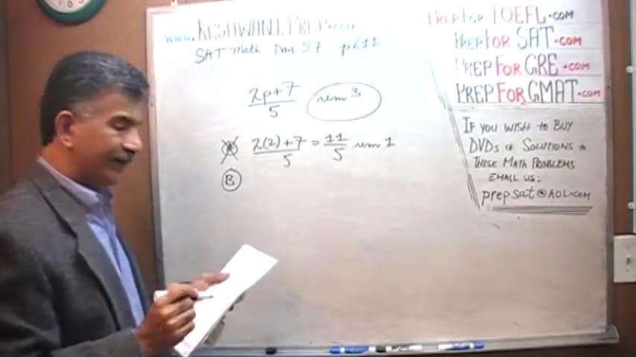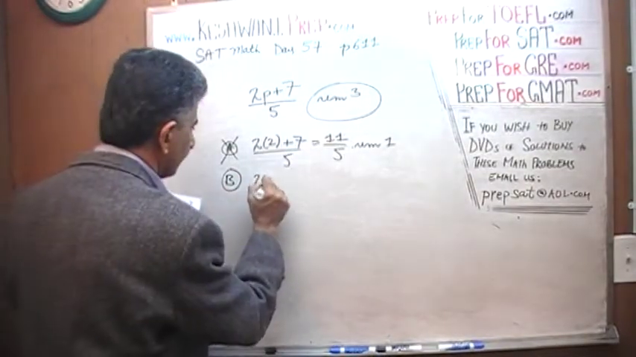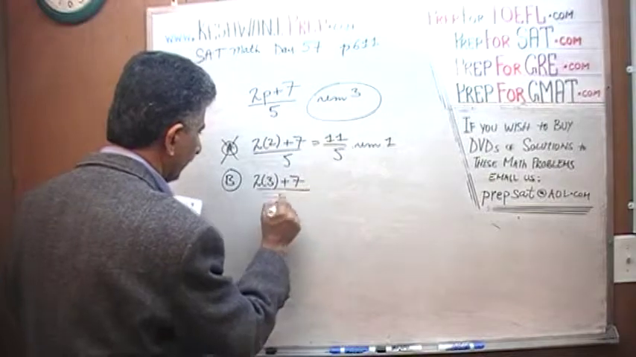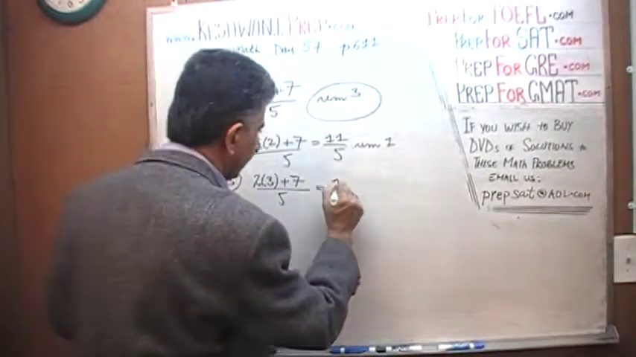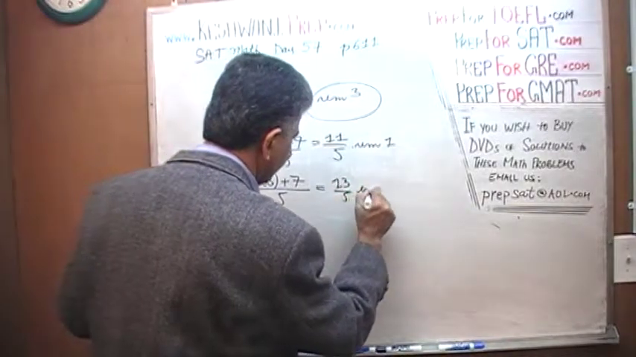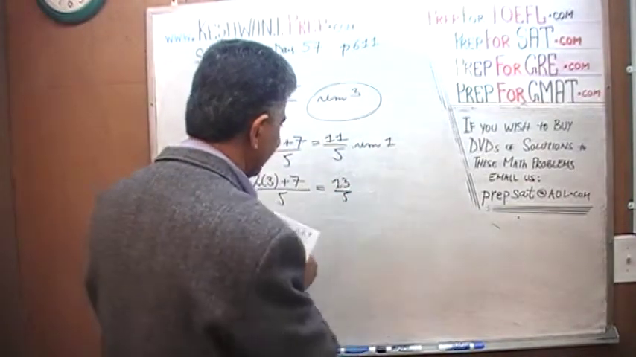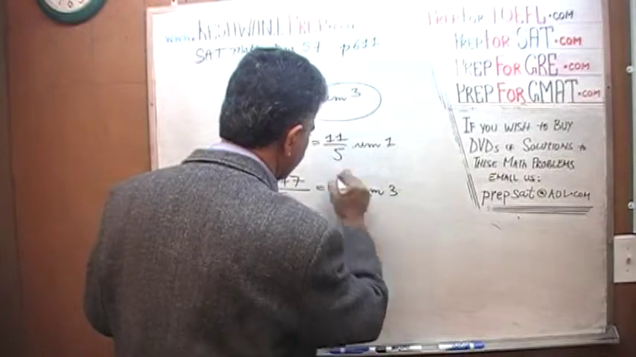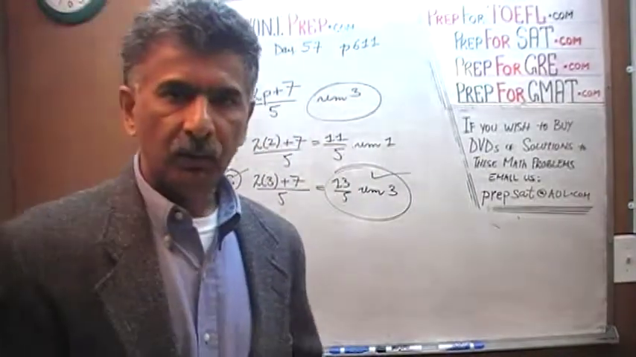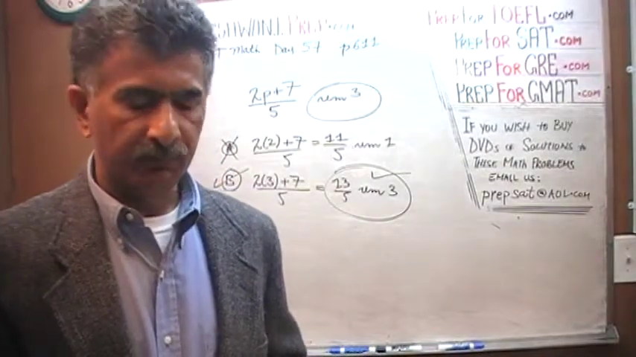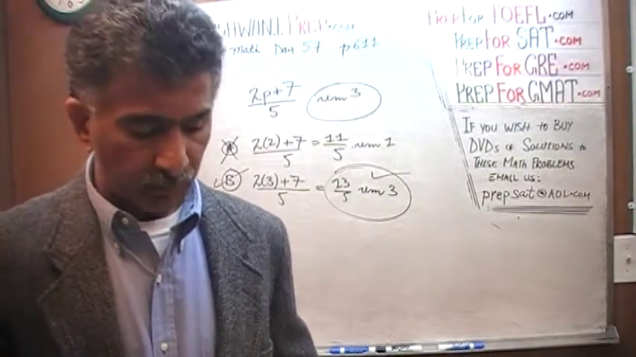In B, we are told that p is equal to 3. Let's see if that works. 2 times 3 plus 7 divided by 5. 2 times 3 is 6. 6 plus 7 is 13. There you go. 13 divided by 5 does have a remainder of 3. Voila. The answer is B. And if you do out all the others, you will see that they will give some other remainder. Let's do it quickly, orally.